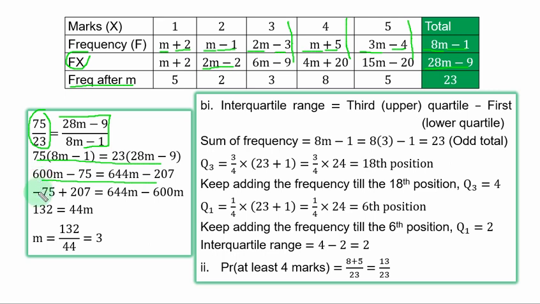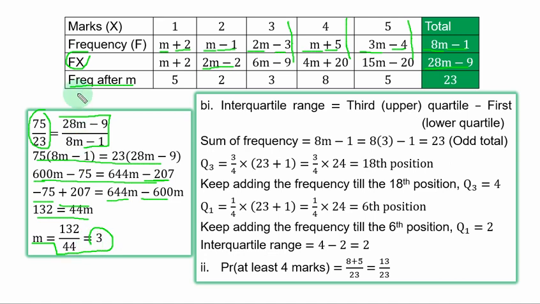So you have minus 75. You have to transfer in this constant, becomes plus. So you have 644m here. You move in 600m, it becomes minus 600m. If you add and subtract, you have this. To get m, divide both sides by 44. So m is equal to 132 over 44, and that is 3.